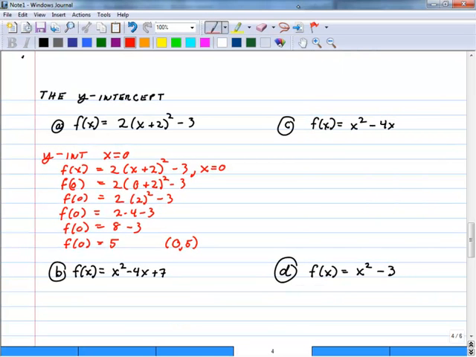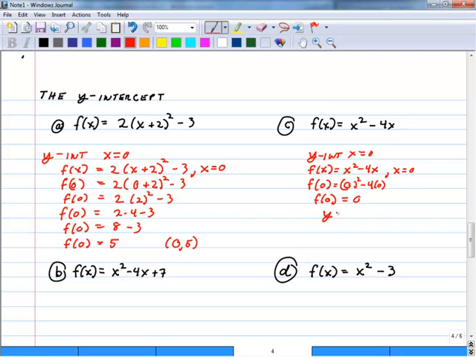So let's find a couple more y-intercepts. Let's find the y-intercept over here, and again I'm going to find it by plugging in x equals 0. So we'll first write the equation. Then I have f of 0 is equal to 0 squared minus 4 times 0. So 0 squared is 0, minus 4 times 0, which is 0. So f of 0 is equal to 0. The y-intercept in this case is at (0, 0).